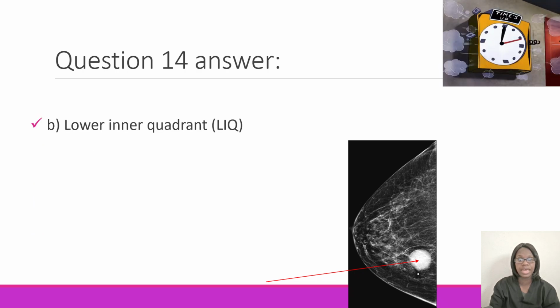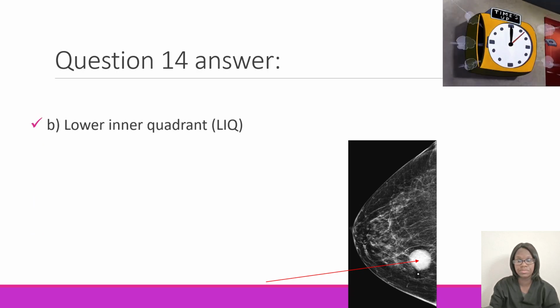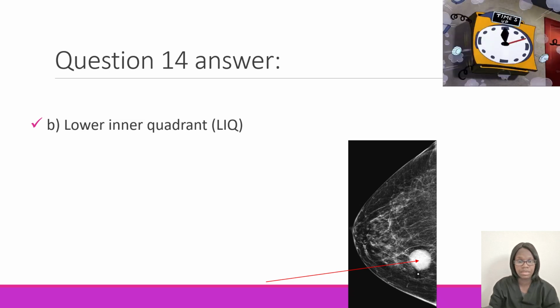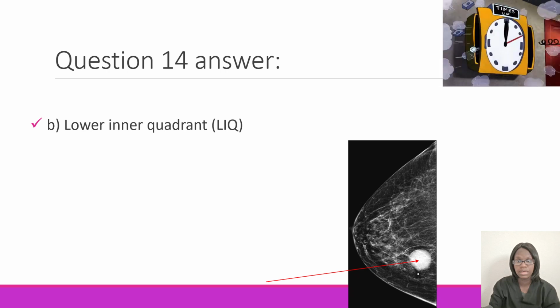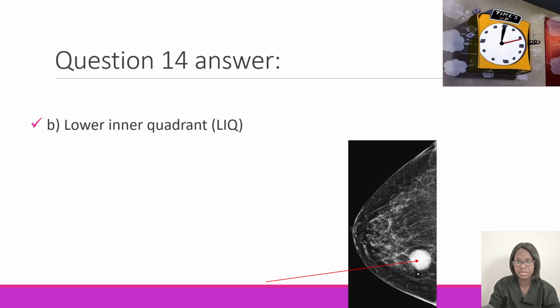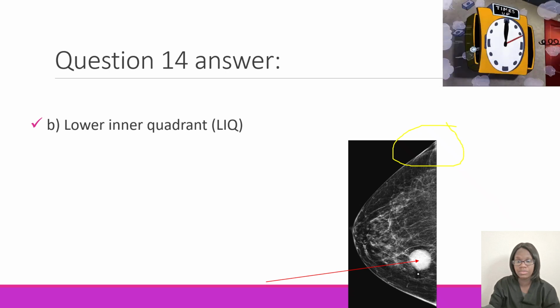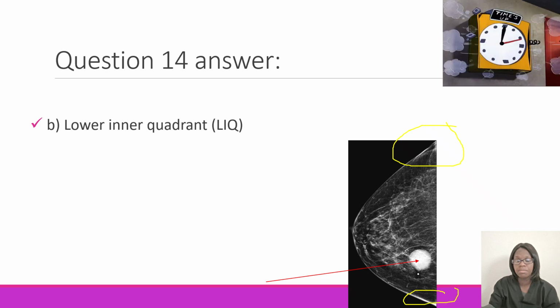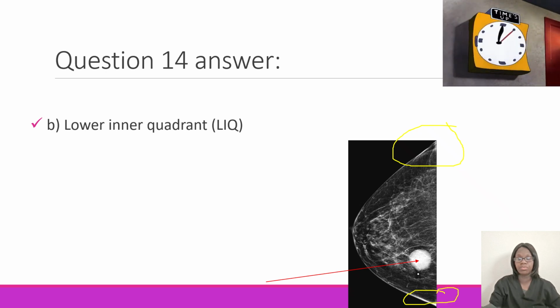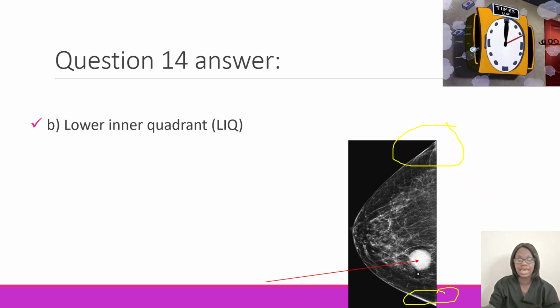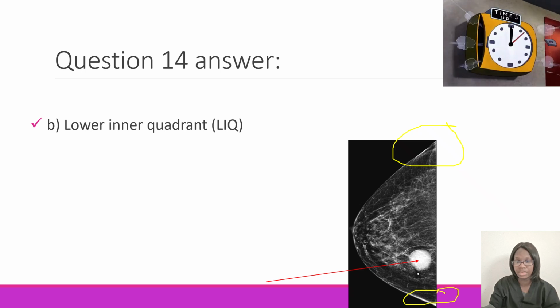Right. The correct answer is lower inner quadrant. And this is your CC image. Let me point to it so you can know. This will be considered the outer quadrant, which is your lateral side. And then this will be considered your medial side, where you're trying to get more of the medial tissue whenever you are positioning the patient for the CC view. So that's how you know that's the lower inner quadrant.